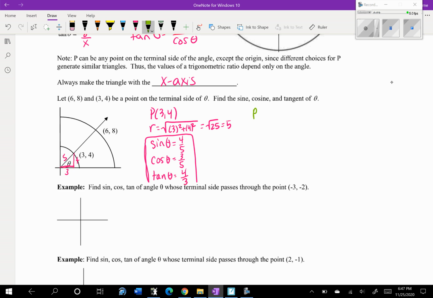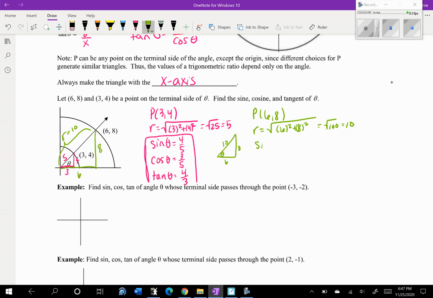If I do the point (6, 8), now the x value to get over here would be 6 and up 8. So now we have to solve for r. So r is equal to the square root of 6 squared plus 8 squared, which is equal to the square root of 100, which gives us 10. So that tells us that r is 10 for this triangle. And I'm going to just redraw it over here to make it a little easier. So we have 6, 8, 10.